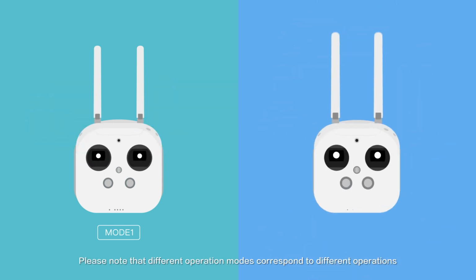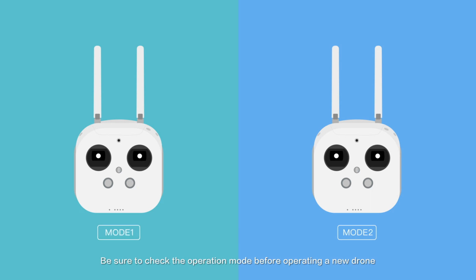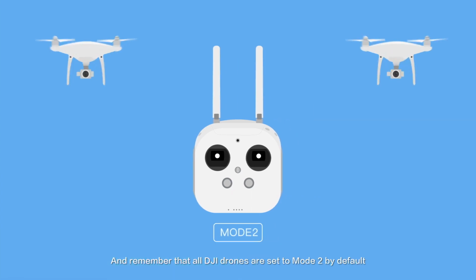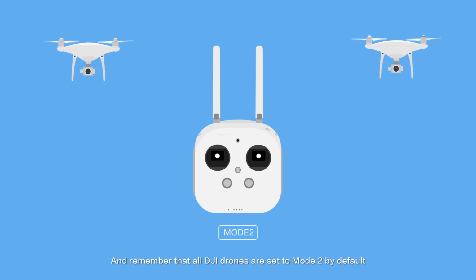Please note that different operation modes correspond to different operations. Be sure to check the operation mode before operating a new drone. And remember that all DJI drones are set to Mode 2 by default.